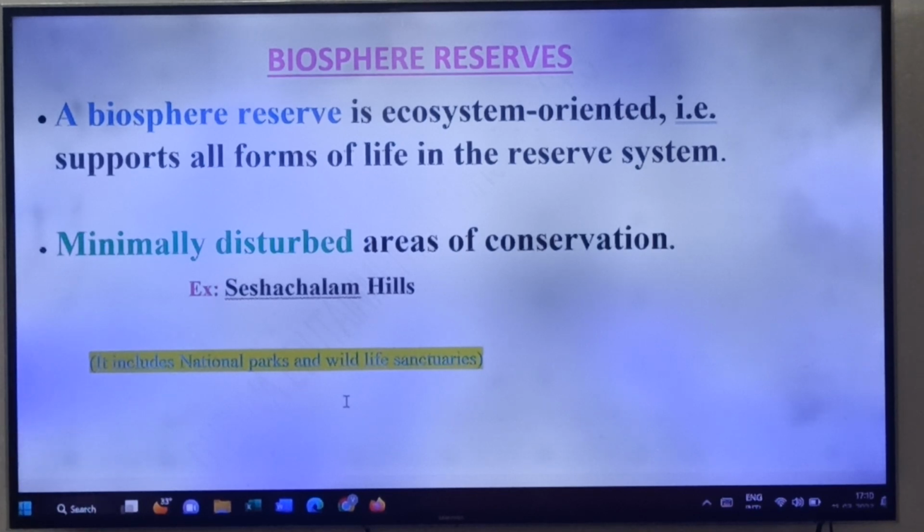So here there are biosphere reserves. This biosphere reserve is ecosystem oriented, supports all forms of life in the reserve system. Here minimal disturbance is there, minimally disturbed areas of conservation. Example what, friends? Seshachalam Hills. Friends, this is for NEET and in situ. A biosphere reserve has what, friends? National parks and wildlife sanctuaries are also present in biosphere reserves.